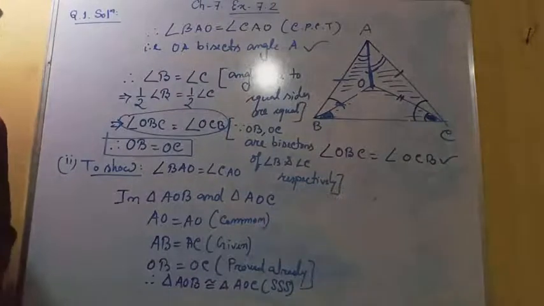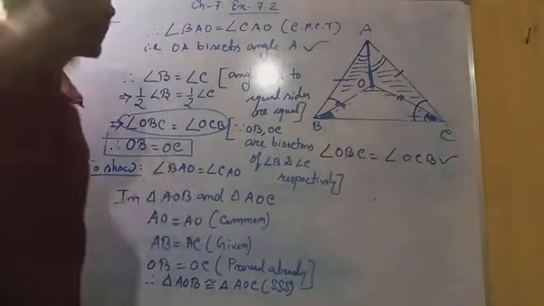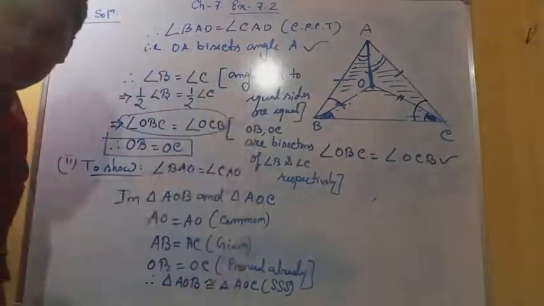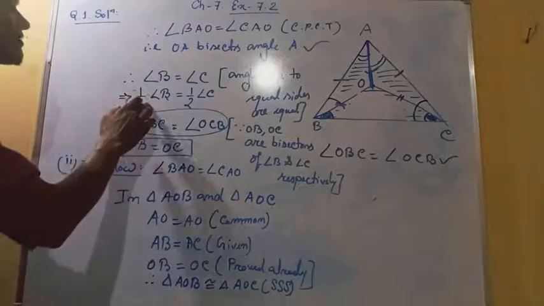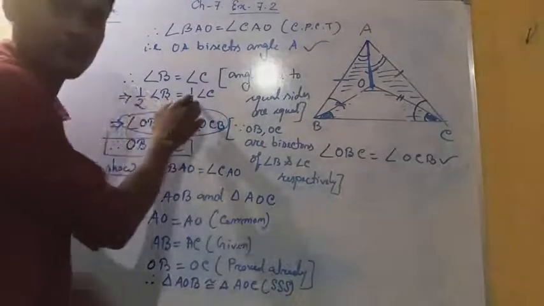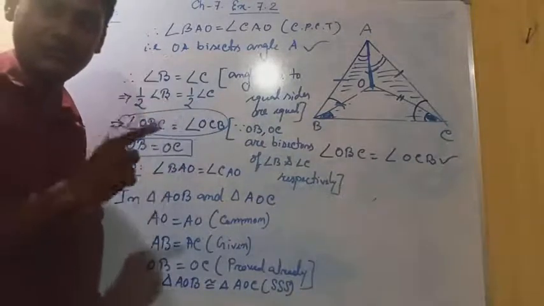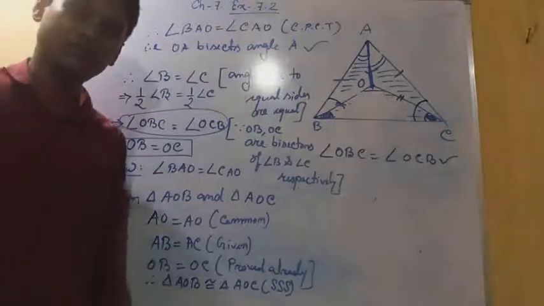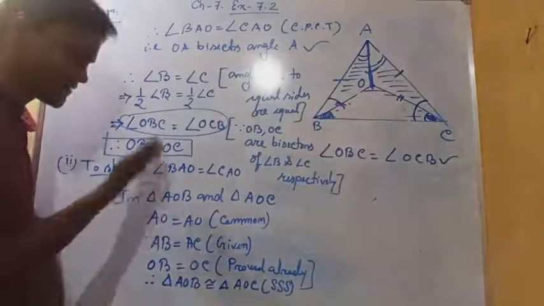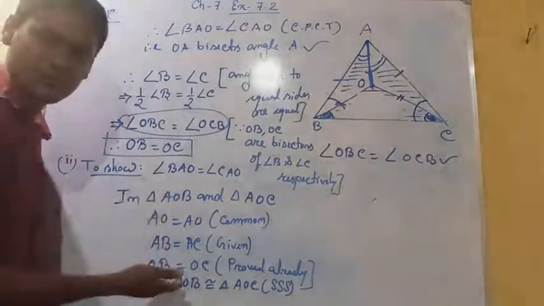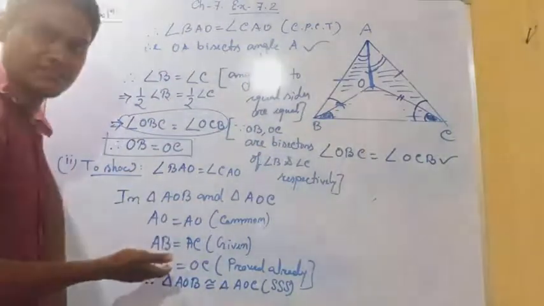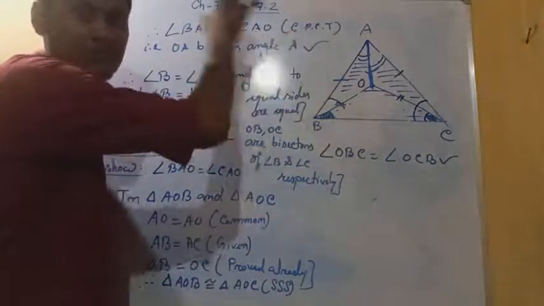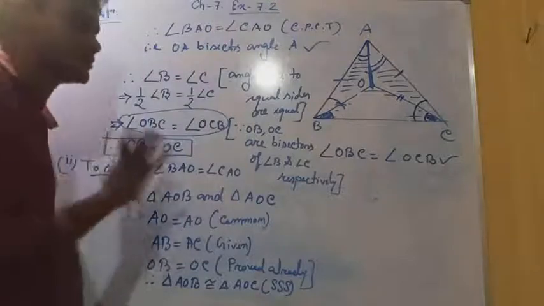At the very beginning, we used the theorem sides opposite to equal angles. I have taken this half since a bisector is there. As soon as the bisector concept is there, you can use half of it. Try to remember this. Next, apart from this, I have shown that both the triangles are congruent. Once we are able to show that these two triangles are congruent, the corresponding parts are also equal by CPCT. That is what we were supposed to solve in this question. Thank you.